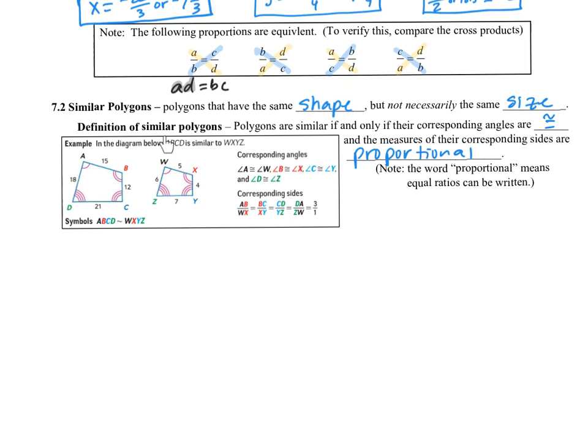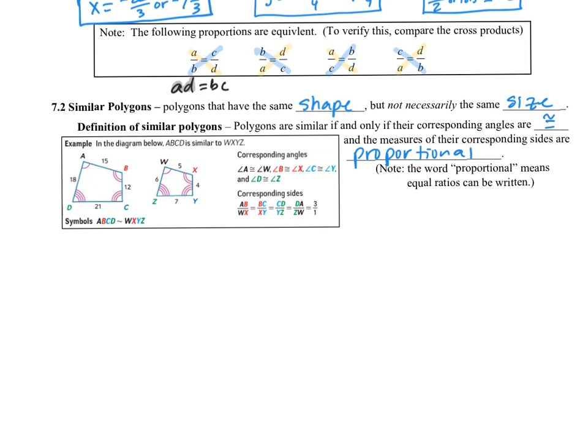So this is how similar polygons are different from congruent polygons. Our definition of congruent polygons would say corresponding angles are congruent and corresponding sides also are congruent. If the polygons are similar, we say that corresponding angles are congruent and their corresponding sides are proportional. So let's take a look at this example.